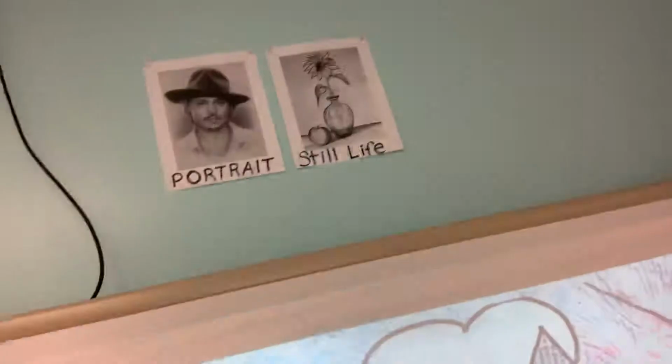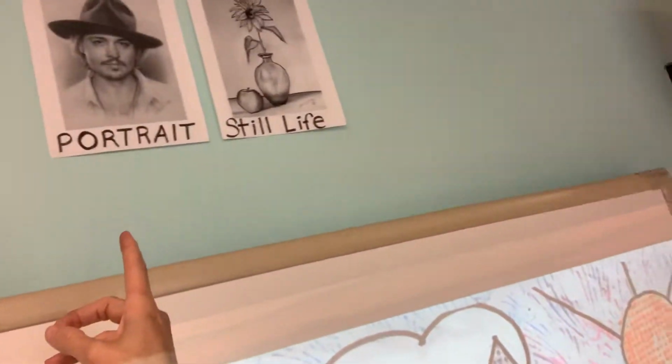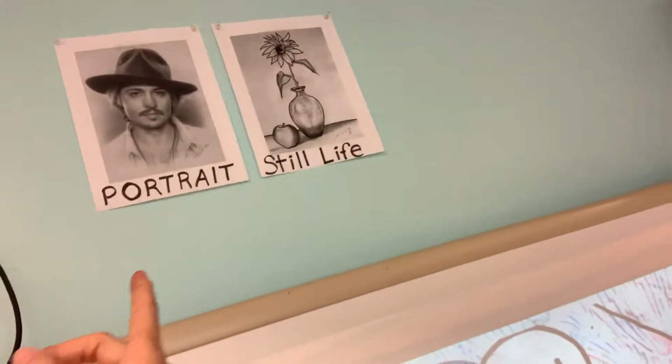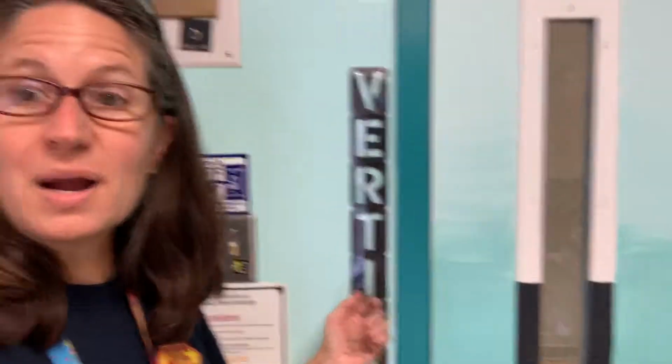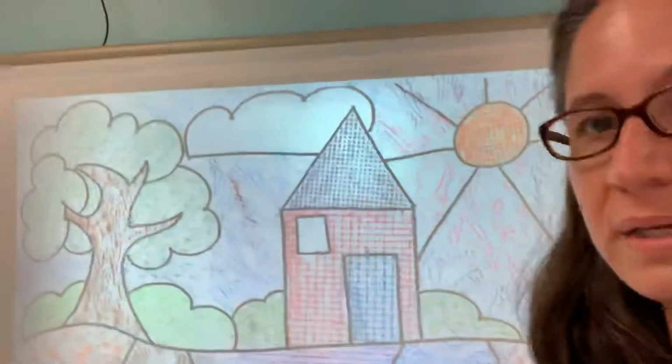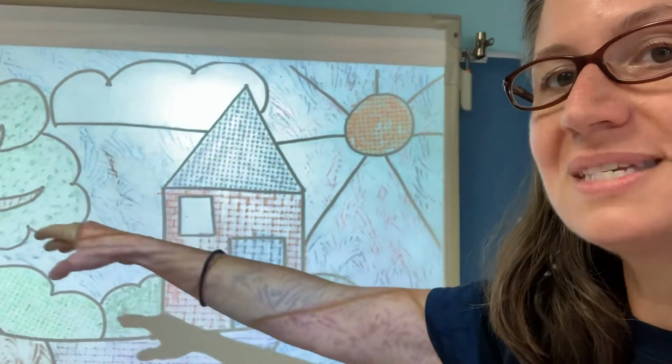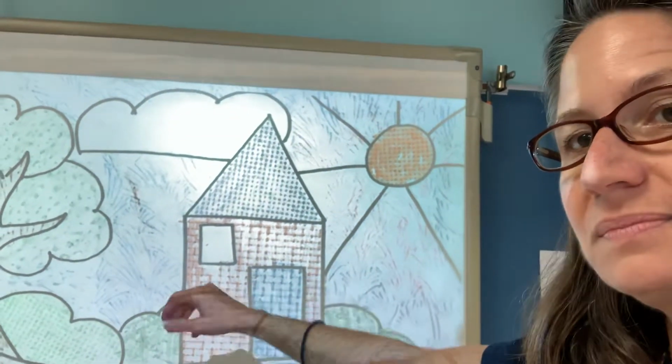There's horizontal above my door, right? But if we're going to do a portrait, like Johnny Depp, Pirates of the Caribbean, right? If we do a portrait like that, our paper is going to go up and down. And the word for that is vertical. Everybody say vertical. Good. All right.